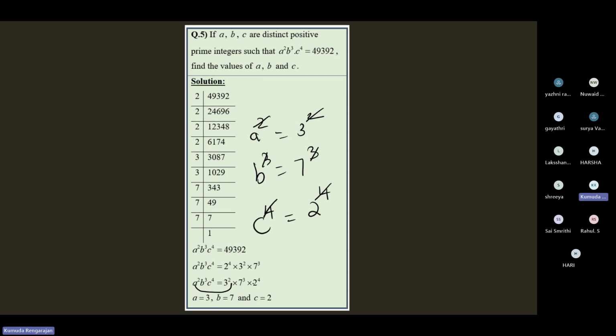The rule is when the powers are the same on both the sides, you can equate the bases. On either side, when the powers are the same, you can equate the bases. So using this rule of exponents, we find the values of A, B, and C.